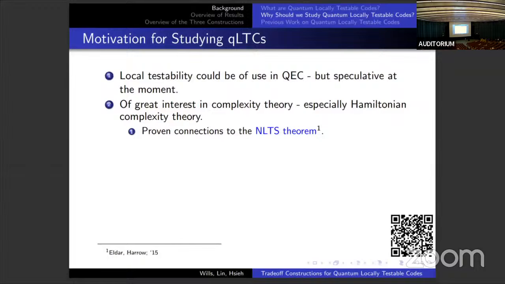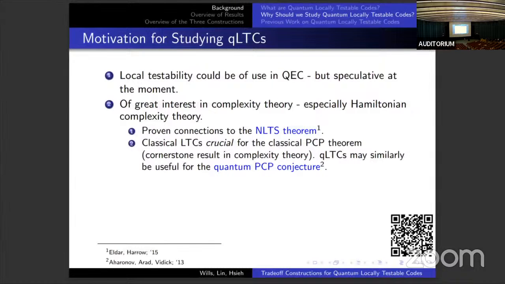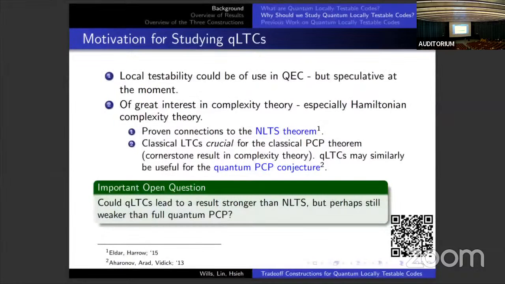So a lot of people will know about NLTS. In 2015, Eldar and Harrow showed that if you have a QLTC, if you could prove one exists with some really nice parameters, then you'll automatically get the NLTS conjecture. There are also speculated connections between QLTC and the quantum PCP conjecture, which is this super important, super famous conjecture in complexity theory. The intuition here is that classical LTCs were indispensable in proving the classical PCP theorem, but it's kind of debated whether the same will be true on the quantum side.